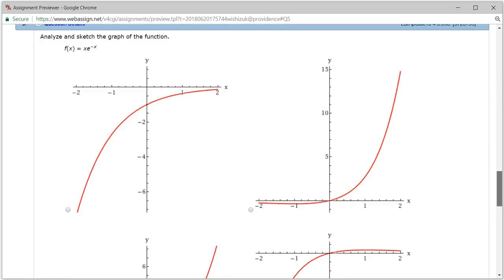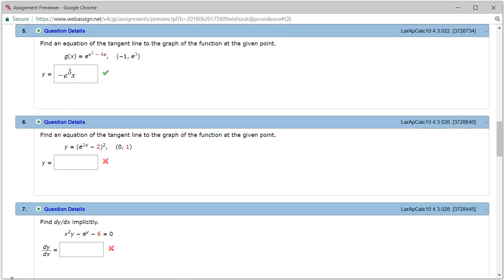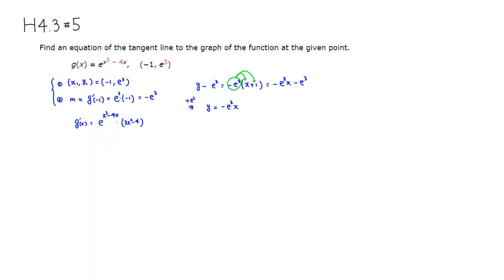Let's check the answer. Submit for testing. I came back and it looks like we got this one correctly. That's it. I hope that this was clear.